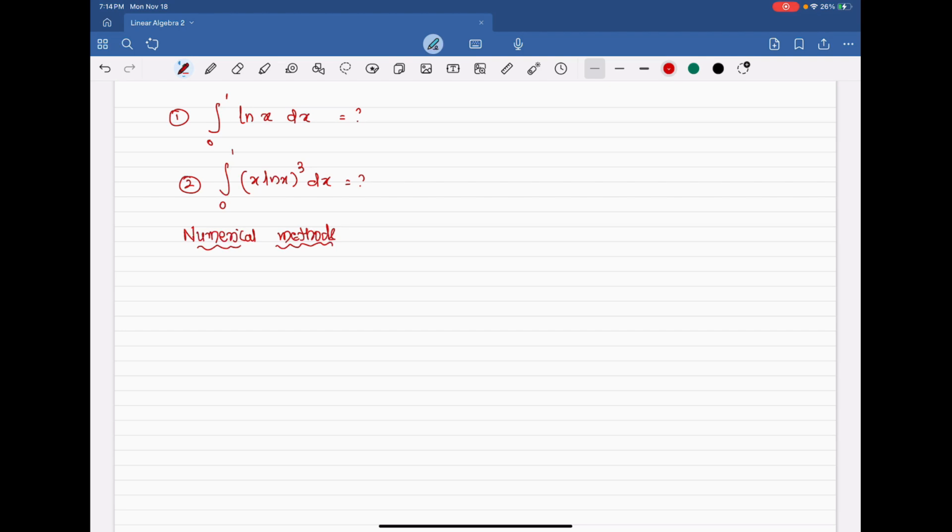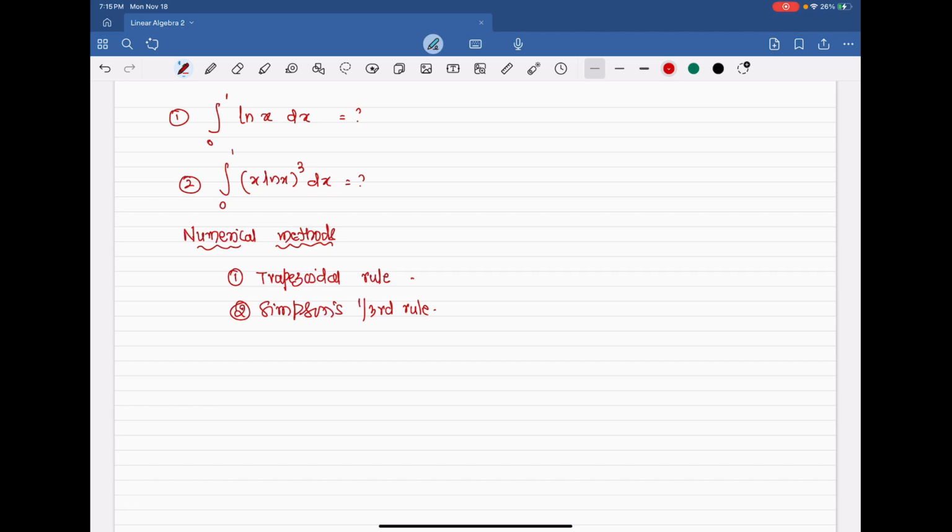The two famous methods are there. One is the trapezoidal rule, another is Simpson's one third rule. Now I will explain these two.